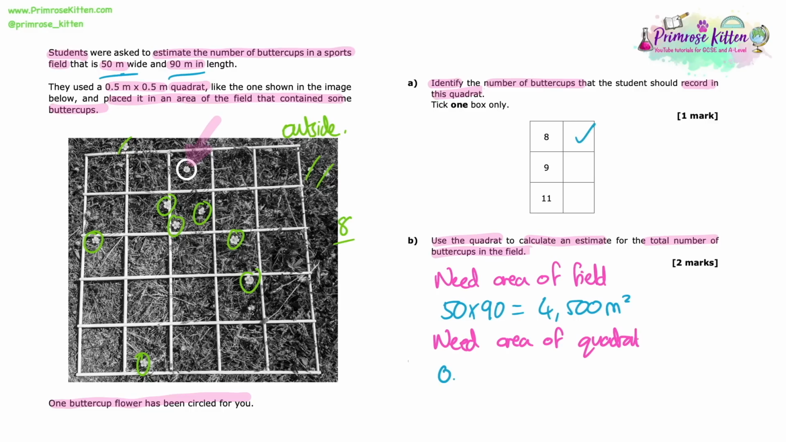Then we need the area of the quadrat. So that's 0.5 by 0.5 metres, so that gives us 0.25 metres squared. So to do the final sum, we need the 8, which is the number of buttercups in this quadrat, divided by the area, so number of buttercups per this area that we counted them in, which was 0.25 metres squared. And then we're going to times that up by the whole area of the whole field. So that gives us 144,000 as an estimate of the number of buttercups in total on the field.